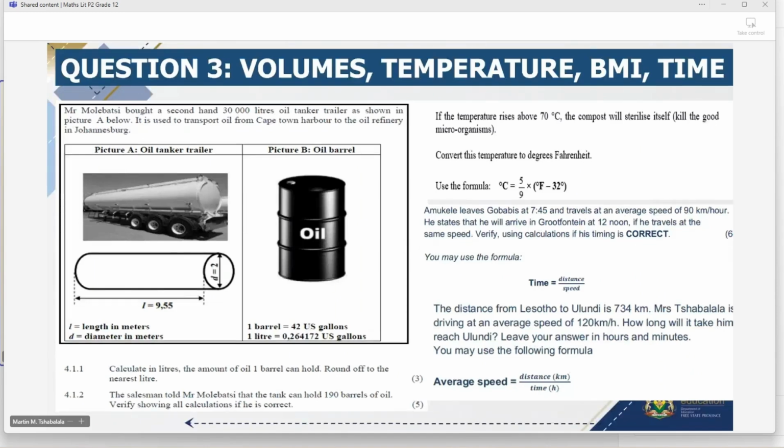You see, this is a high order question. 3 marks, 4 marks, even 5 marks. You must be practicing this in preparation for Tuesday, because the time is not given to you directly, that it's 2 hours or 3 hours. So you have to calculate from 7:45 up to 12. How many hours is it, so that you can substitute in the formula.